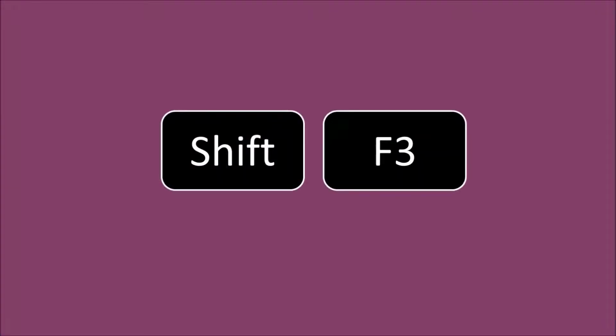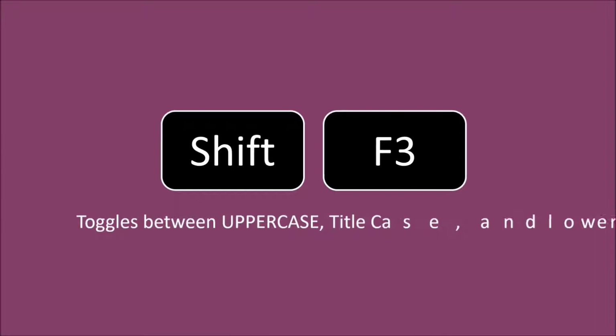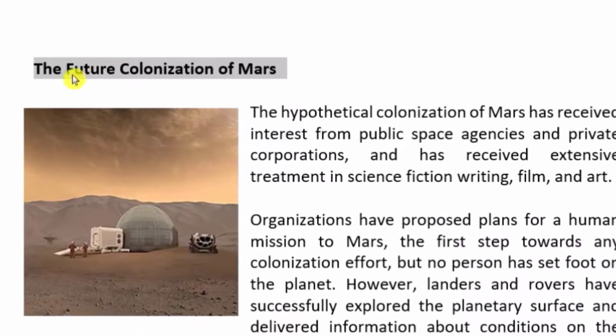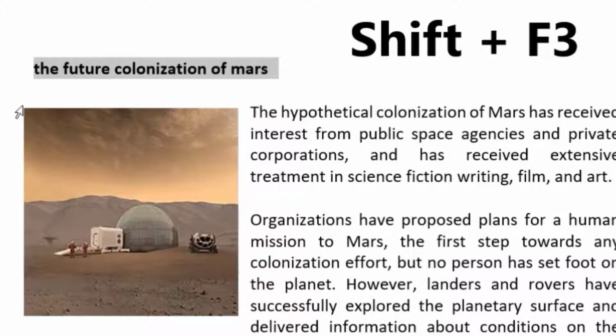Number 10 is Shift F3. Shift F3 toggles between uppercase, title case, and lowercase. So in a Word document, if you double click a word, it highlights it. If you treble click, it highlights the whole paragraph. Once you've got something highlighted, then you can use Shift F3 to toggle between uppercase, title case, and lowercase.